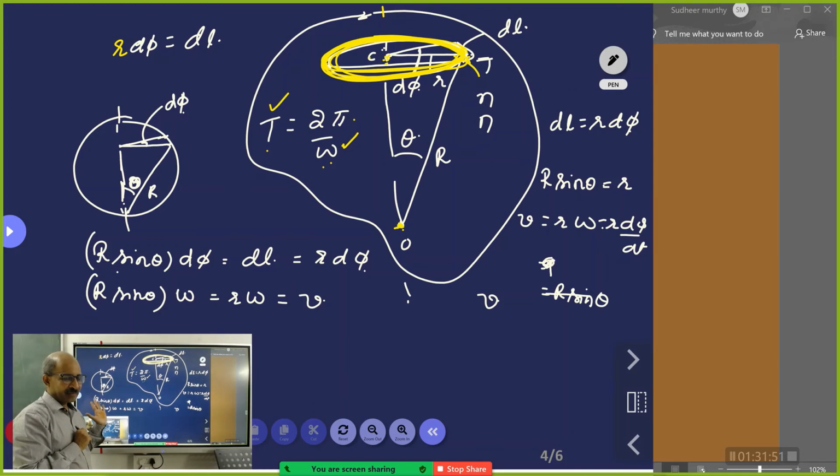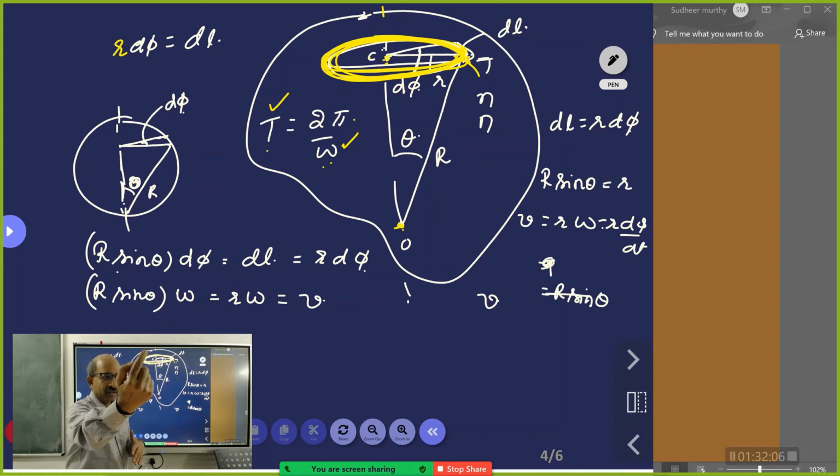Sir, with respect to this. See, you are stuck with one thing. I'll tell you what you are stuck on. Linear speed means omega into r. What is omega? d theta by dt. You are seeing it like that. Go by the first principles. It has covered this distance in so much time, so it is linear speed.